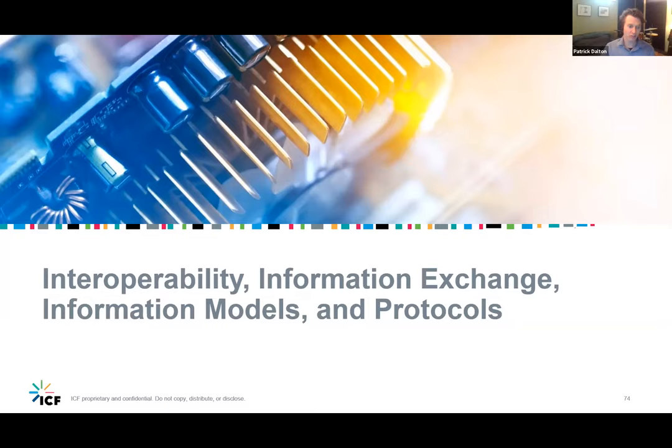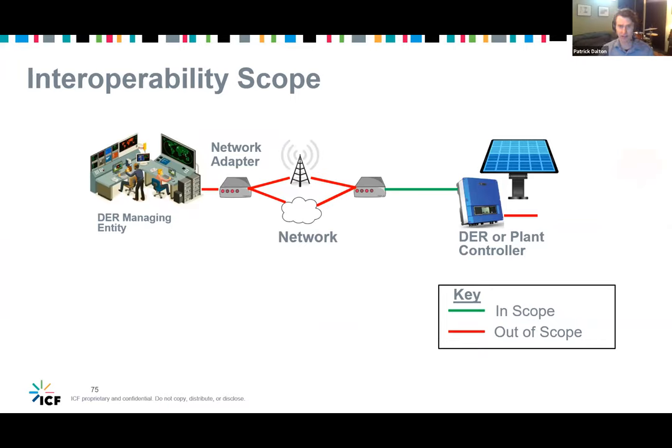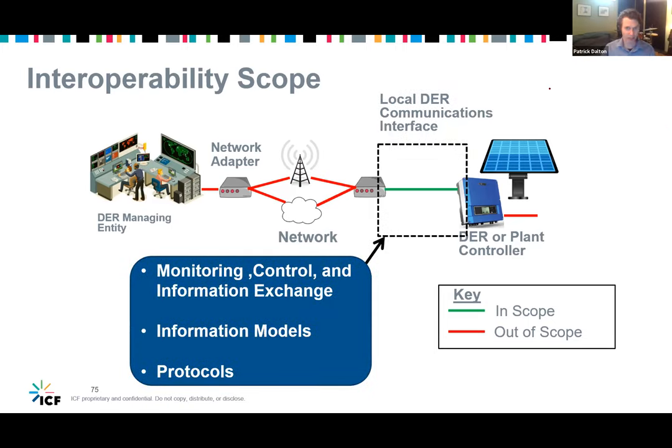So when we talk about the interoperability interface for IEEE 1547, it's actually a fairly narrow scope. I tend to think of it as basically just like a port on the DER is where that ends. And so that's what we're looking at here: there's this local DER communications interface or a physical port with information requirements behind it that's really the scope. Everything else, this network interface device that we're showing here, which might be like a cellular modem if it's a cellular network, that entire network, the back end, a network adapter, and all the way to the control system, that's all out of scope for the standard. It's really just at that DER interface.